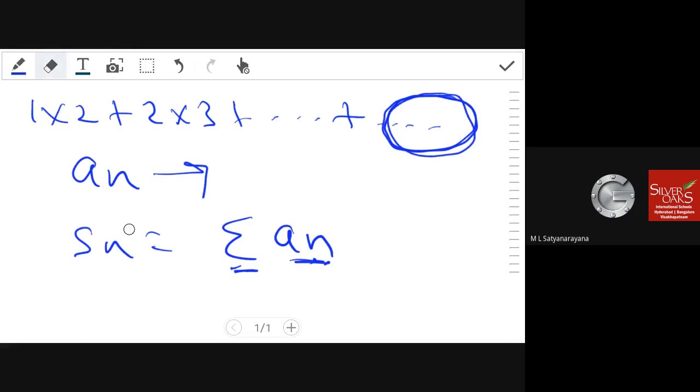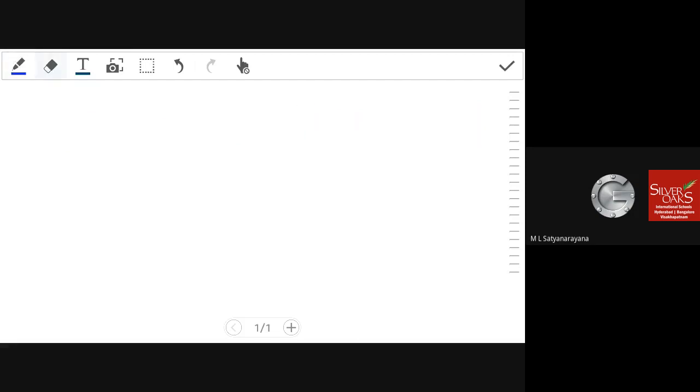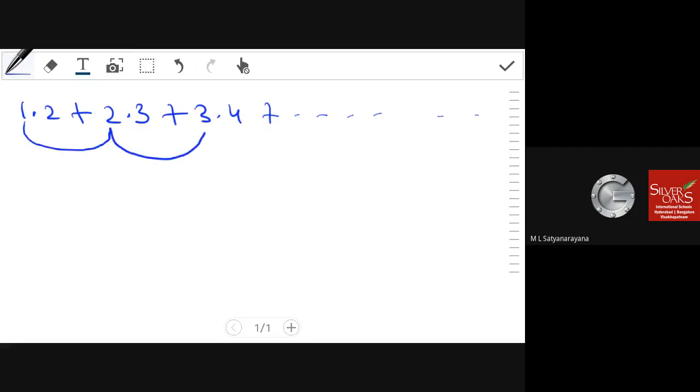Now here, let's find the nth term. How to find the nth term, I'll tell you. Take the first term, first value 1. Next it is 2. Next it is 3. If you see the third term, it is 3 into 4. Let me write clearly. So the question is actually the first question, 1 into 2 plus 2 into 3 plus 3 into 4, and so on. First thing is you have to find the nth term. See in the first term, first value 1, 2, 3, so on.